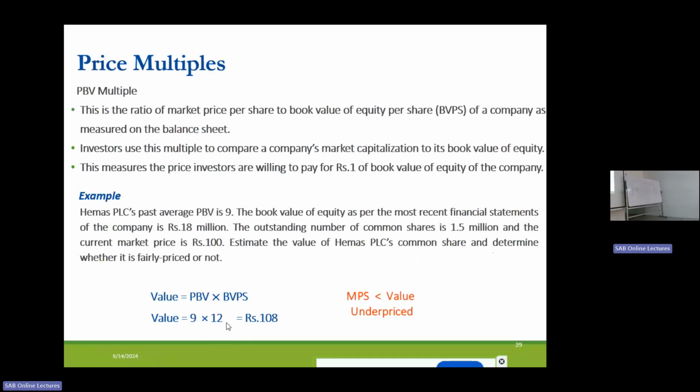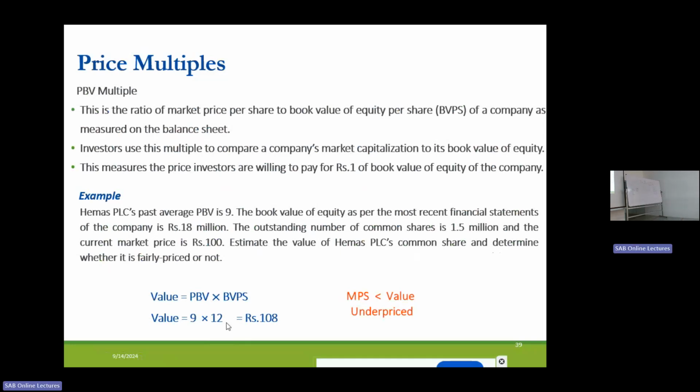The past historical average price to book value for equity is 9. So 9 multiplied by current book value per share of 12 gives the value of the company share as 108. That is again the intrinsic value. Current market price is given as 100. So, are you investing? Yes, now you can invest because there is undervaluation. Intrinsic value is 108, currently trading at 100, so there is undervaluation and you can invest if you are interested.